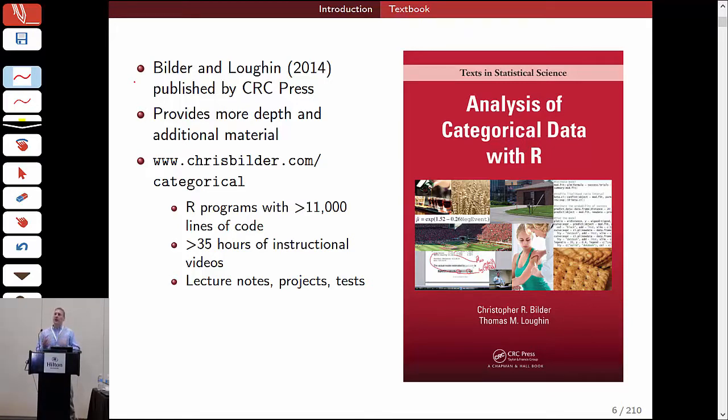So if you want to have more depth to some of our explanations that we have here today, or if there's a topic that you're interested in that we didn't cover here today, take a look at the book. With this book, we constructed a website at chrisbaylor.com/categorical that has over 80 R programs with over a combined 11,000 lines of code in it. It has over 35 hours of instructional videos. There's even lecture notes, projects, and tests from when we actually teach a corresponding course on categorical data analysis at our respective universities. This website's available to anyone, whether they have the book or not.